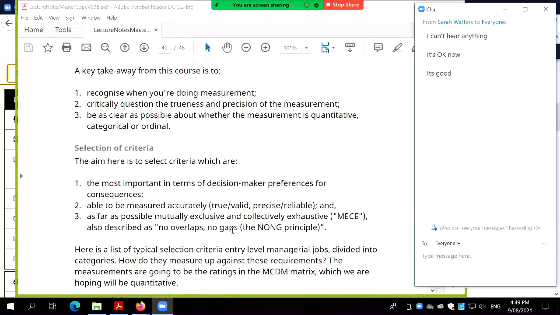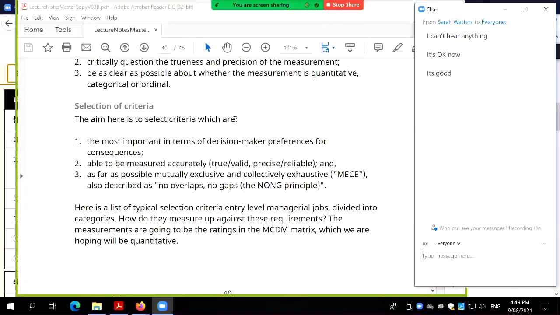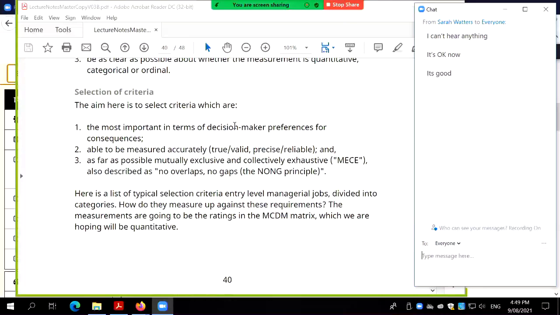Of course, you're not necessarily always going to be able to do anything about it. Particularly at an early stage in your career, you're going to have these things imposed on you, but it's good to know about them. Now, going back to multi-criteria decision making for job selection or for any purpose, there are some desirable characteristics of the selection criteria.